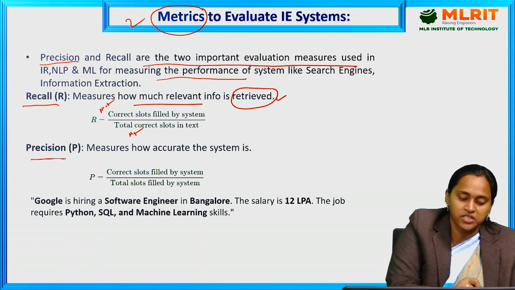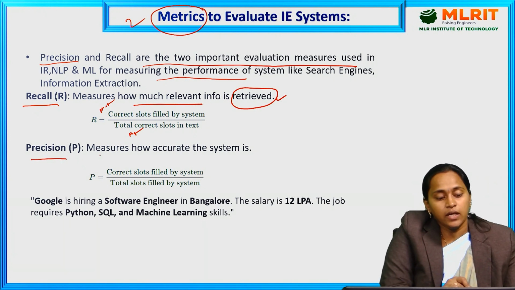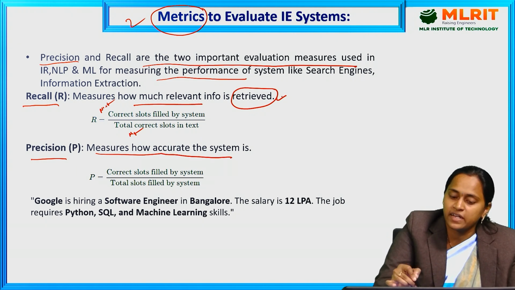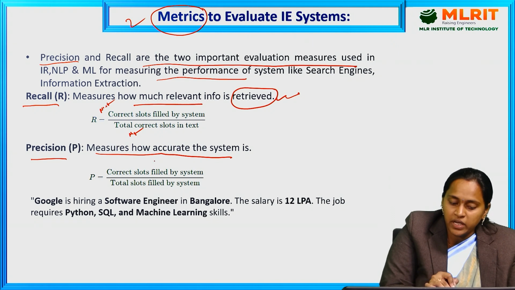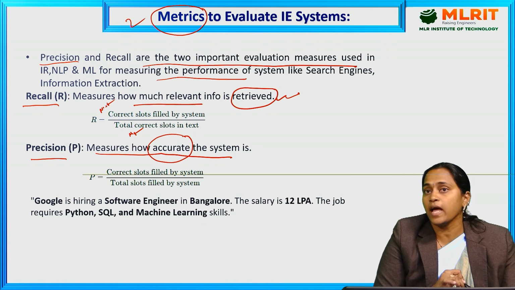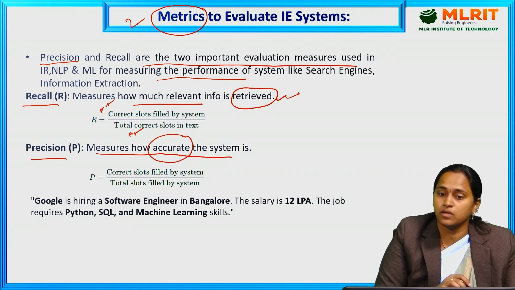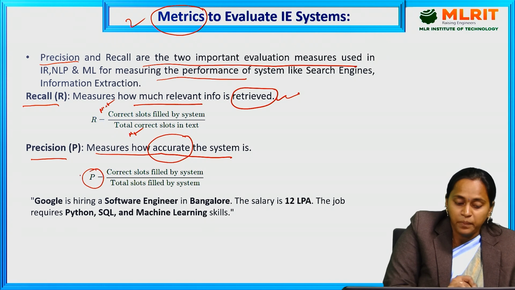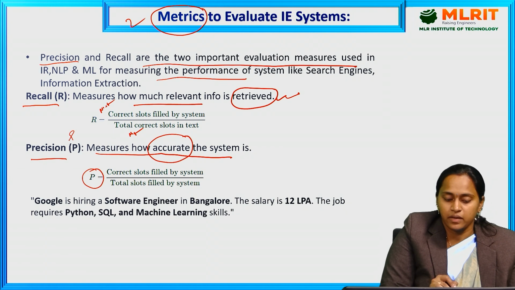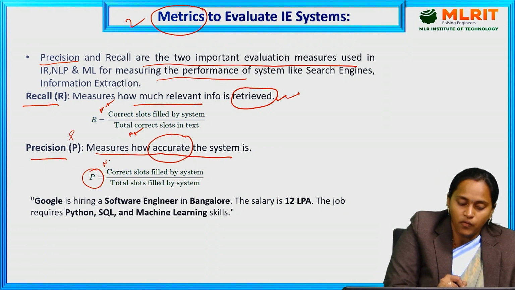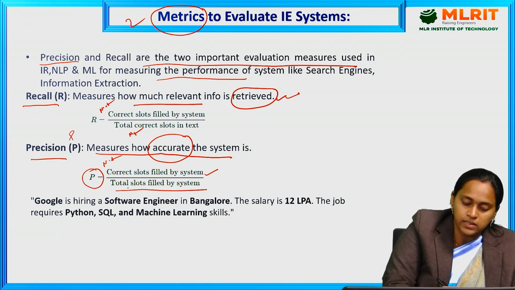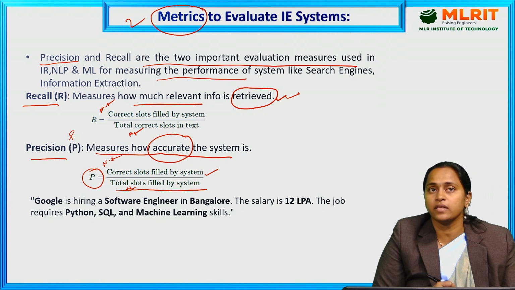Let's see the second one, precision. What is the meaning of precision? By using precision, we can measure how accurate the system is. In recall, we measure how much relevant data is retrieved. In precision, we measure how accurate the system is. That means we can get accurate results by using precision. Next, see the formula. We write precision as P. P equals the number of correct slots filled by the system divided by the total number of slots filled by the system. This is the formula to calculate the precision.